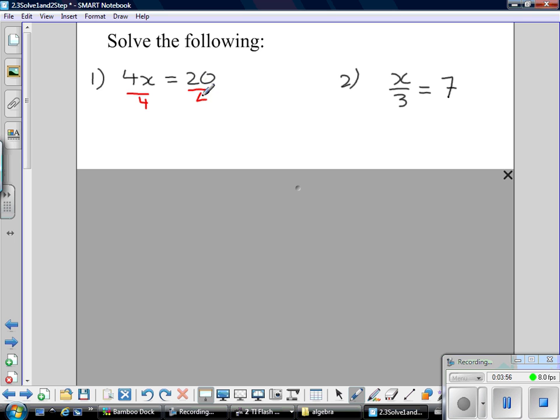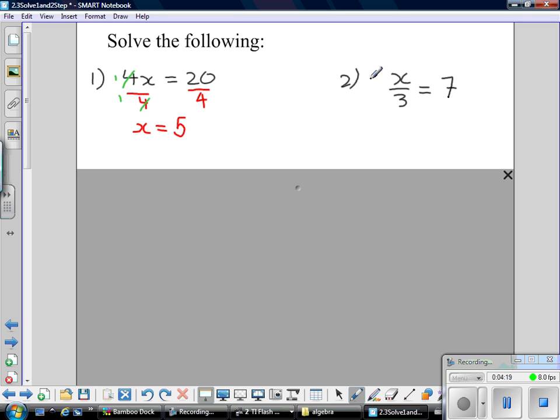When I divide both sides by 4, 4 divided by 4 is 1. So I end up with 1x equals, because that canceled out, 4 divided by 4 is 1. 1x equals, and 20 divided by 4 is 5.